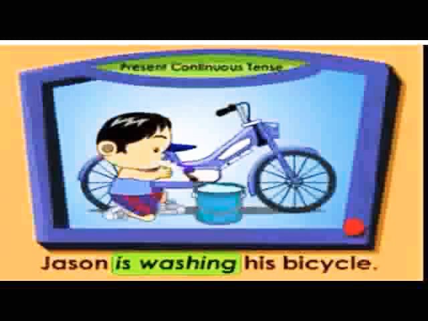Jason is washing his bicycle. So as you know, Jason is a singular noun, so we have used is with Jason. And similarly, in continuous tense, you know that we use ing with the verb, so we have used it. You can see it. Jason is washing his bicycle.